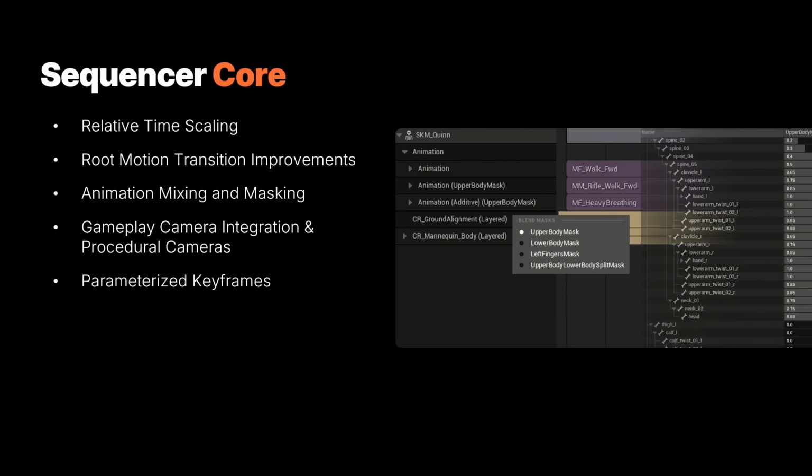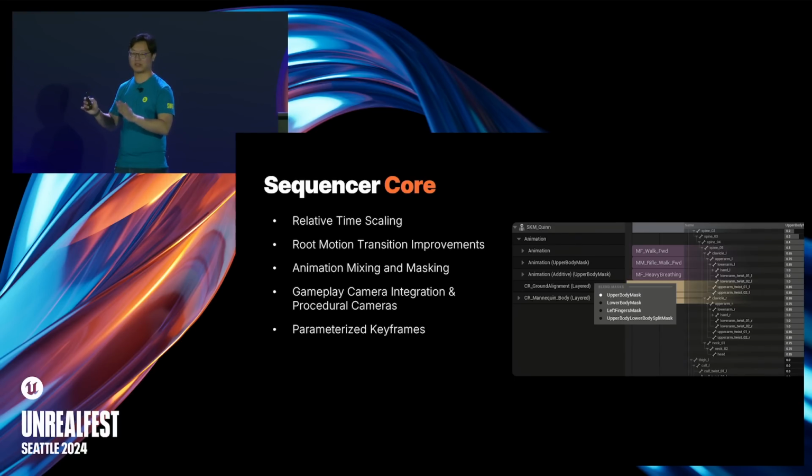As I talked about with gameplay cameras, we're going to integrate that as a track within Sequencer and start our progress into procedural cameras and procedural framing. This will be super exciting, especially with characters of different proportions. You don't want to change stuff within that. You just want the sequence to be smart and have the cameras procedurally frame based off of certain rules. And parameterized keyframes, which is being able to change the value of a keyframe at runtime based off of certain logic that you want to write.